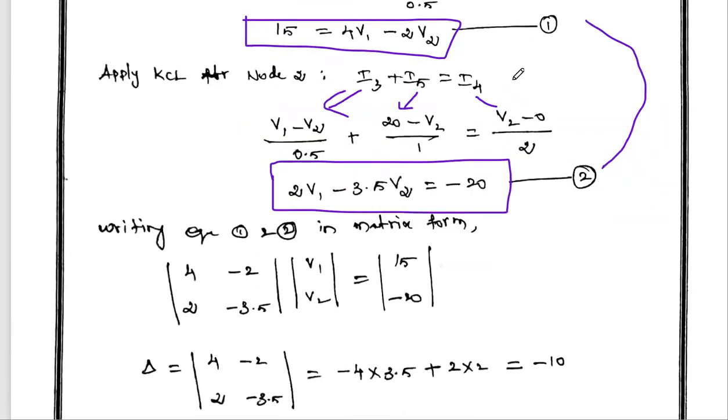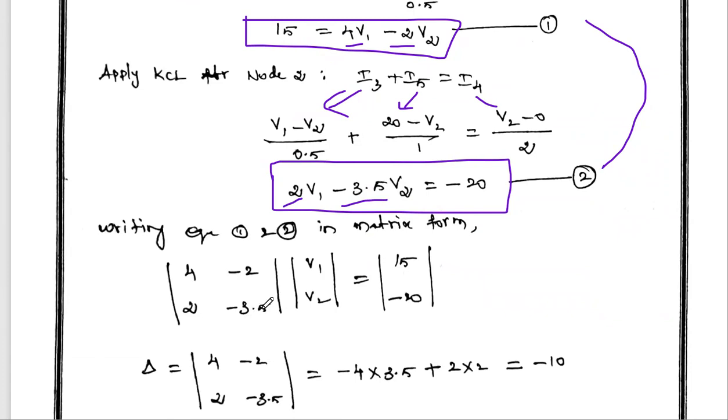So now we are going to solve these two equations using matrix form. You write equation number 1 and equation number 2 as a matrix. You know how to convert the two equations into a matrix. In the first equation, the coefficient for V1 is 4 and the coefficient for V2 is minus 2, so you write 4, minus 2. In the second equation, the coefficient for V1 is 2 and the coefficient for V2 is minus 3.5.